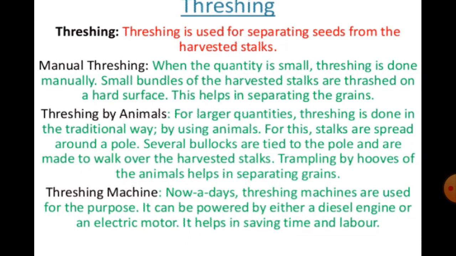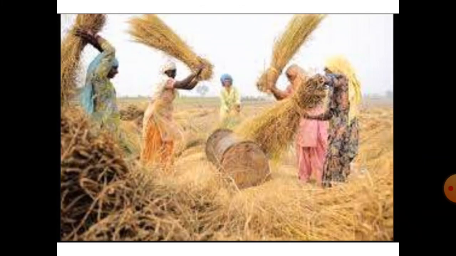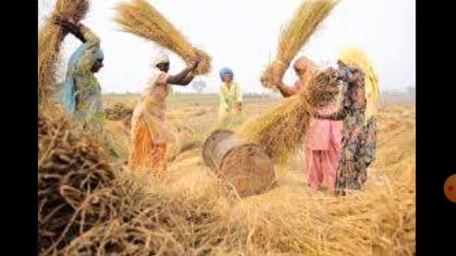Third is threshing by machine. Nowadays, threshing machines are used for the purpose. It can be powered by either a diesel engine or an electric motor. It helps in saving time and labor. Here in the picture you can see how threshing is done.